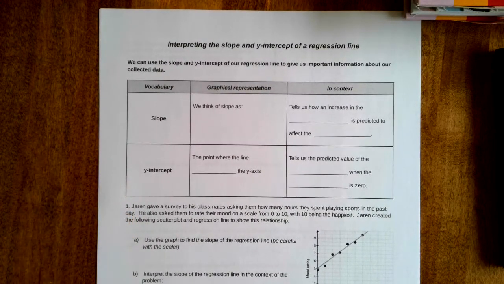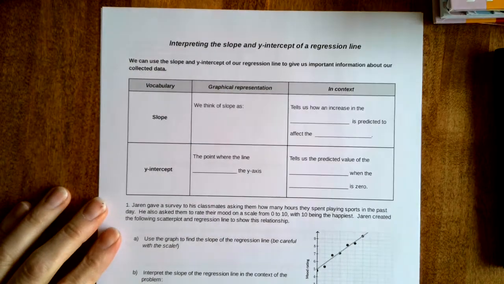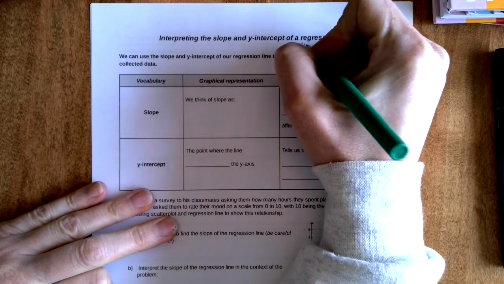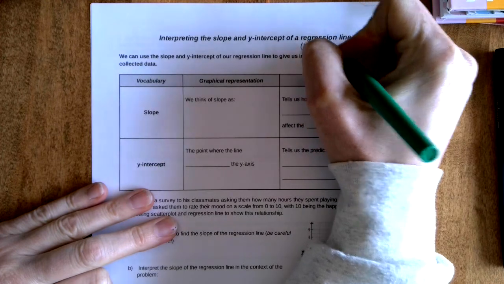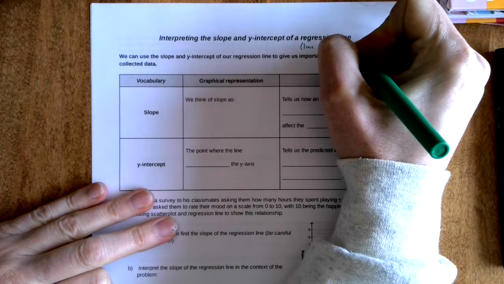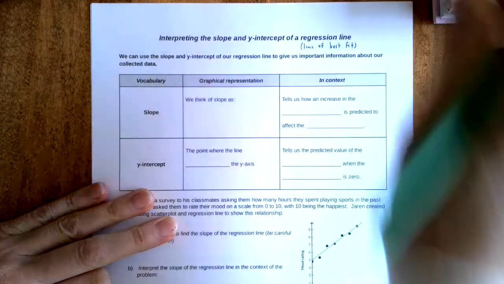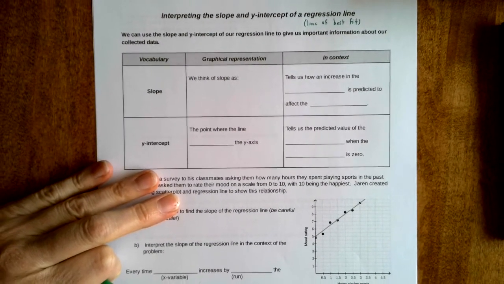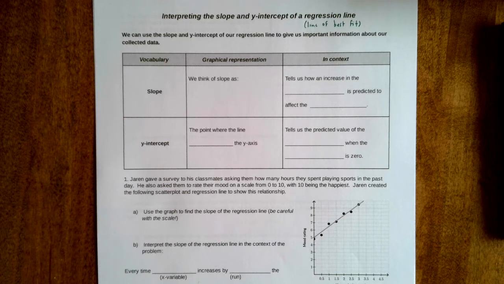All right, this video is going to go through how we can interpret the slope and the y-intercept of a regression line, or if you remember, for a regression line we also called that a line of best fit. So it's a line that best models the data in a scatter plot. A lot of times you're going to be asked to interpret the slope and the y-intercept of that line, and we need you to do it in a specific way. So that's what we're going to talk about in this video.